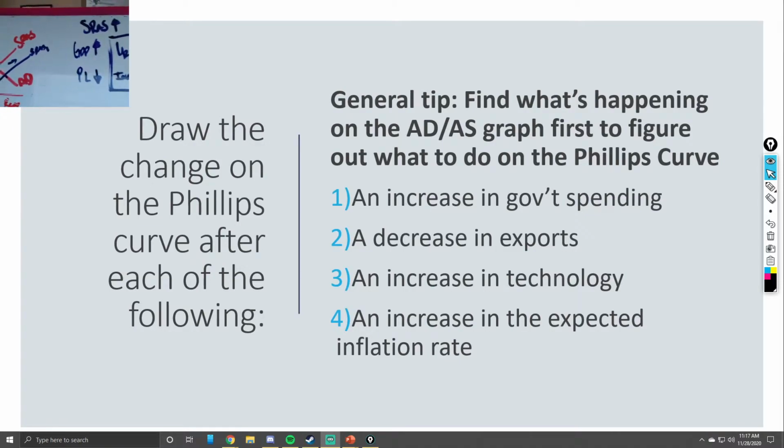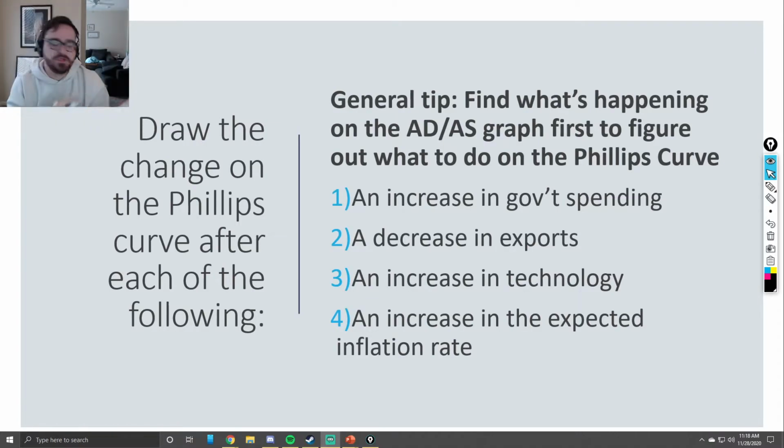Well, we're producing more, but people don't necessarily want things more. So if I make more of a thing, people want it the same, I'll have to start charging less for it. So prices are going down. Price level is lower. Inflation rate is lower. They're both decreasing.